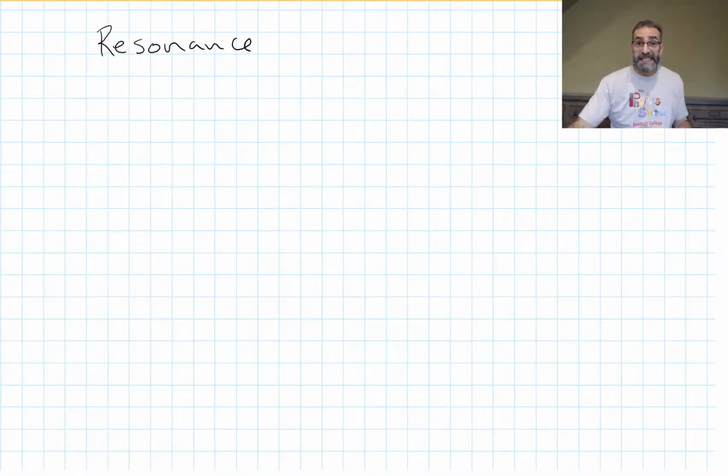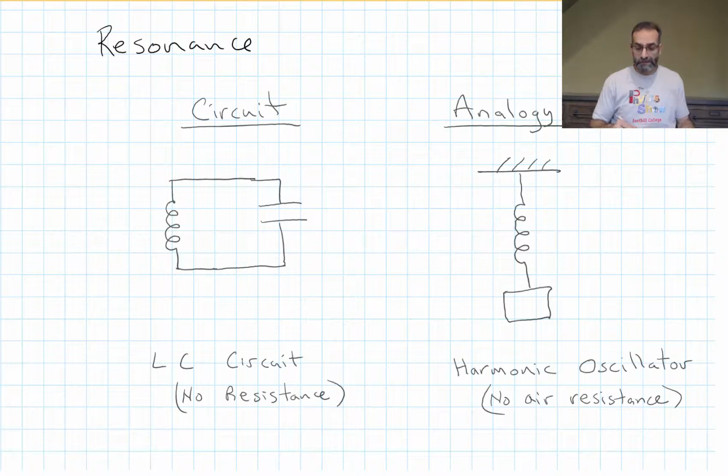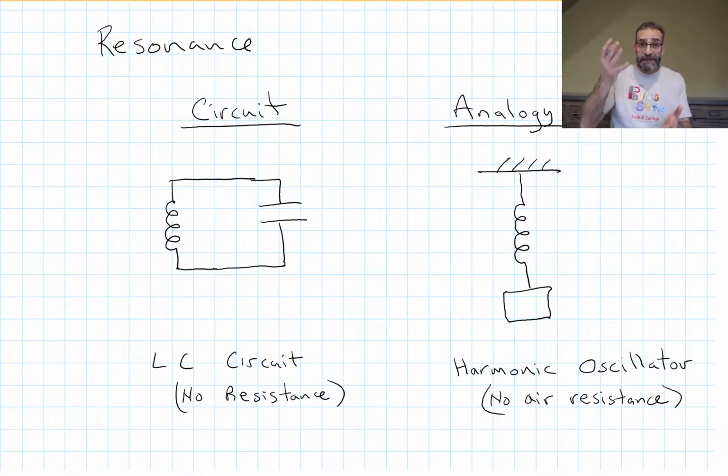I want to talk a little bit about resonance in RLC circuits. This is very similar to what we learned in mechanics about oscillating systems. First, let's look at just a simple case where we don't have any resistance in our circuit, an LC circuit. In this case, we already talked about the fact that the energy will oscillate back and forth between the electric field of the capacitor and the magnetic field of the inductor. That's just like our mass on a spring.